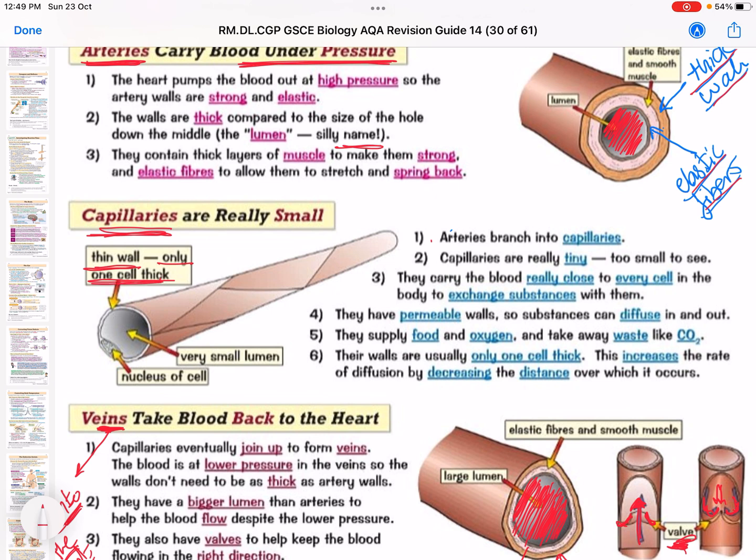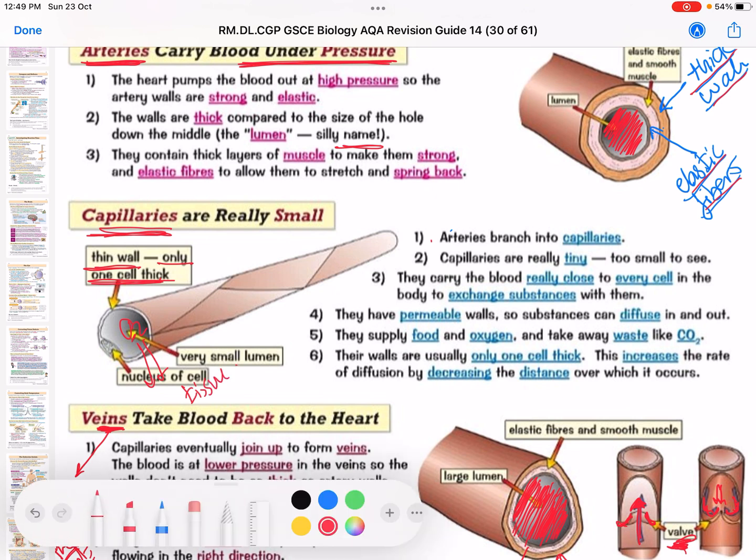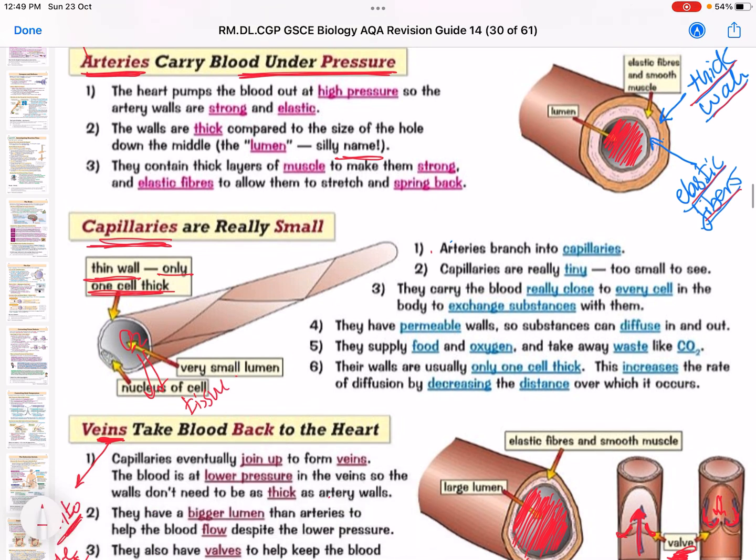Why? To allow diffusion of oxygen from the blood inside the capillaries to the tissue. At the same time, the capillaries will take back the carbon dioxide, okay, from this tissue back to the capillaries, and then from the capillaries to the veins, and then from the veins to the heart. Okay, so to facilitate diffusion, the wall of the capillaries has to be very, very thin. It's one cell thick to support this.